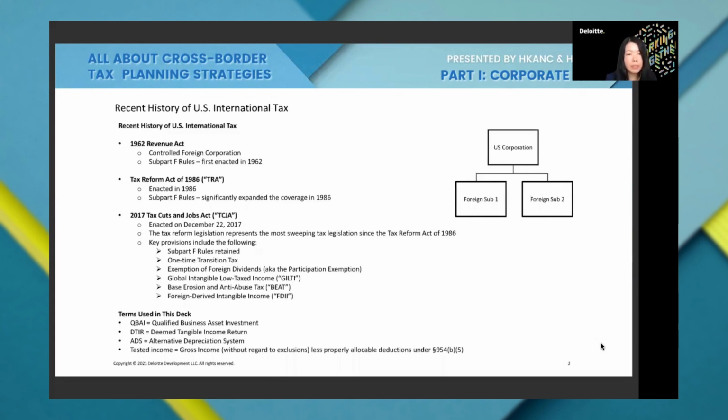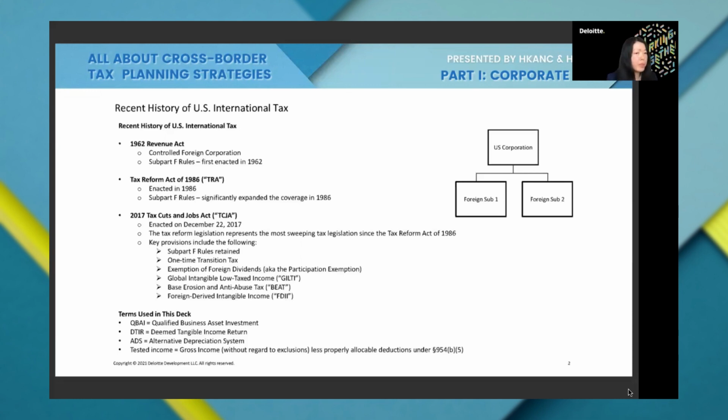As you can see from the slide, I have a picture there, and I'm going to use this structure to explain a couple of changes throughout the U.S. international tax history. In this picture, I have a U.S. corporation that owns 100% of foreign subsidiary 1, and also 100% of foreign subsidiary 2. They can be formed in any countries outside of the U.S.